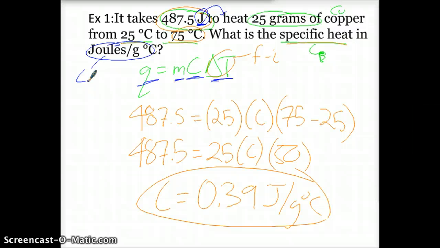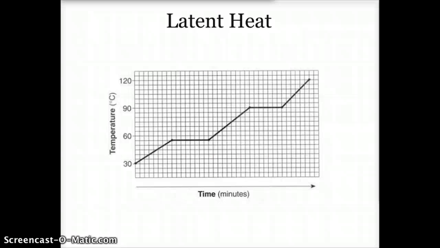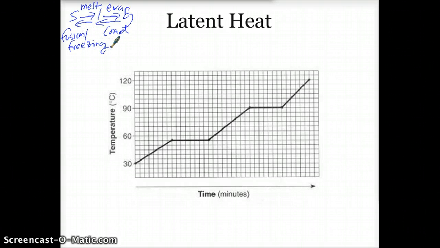There's one other aspect of the specific heat capacity that we need to know, and it has to do with when we're going through phase changes. So phase changes, remember, from a solid to a liquid, or a liquid to a gas, gas to liquid, liquid to solid. We need to know the names of all those. Solid to liquid, melting, liquid to gas, evaporation, gas to liquid, condensation, and liquid to solid, fusion, or freezing. Got to know those four terms. What if we wanted to calculate the amount of heat needed to melt a substance, for example?